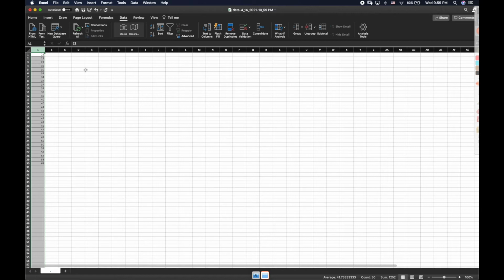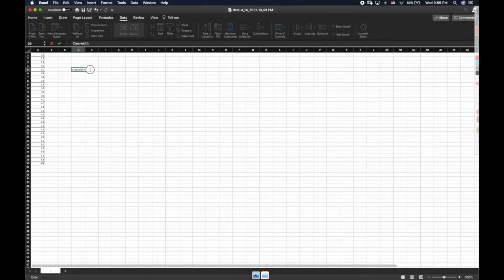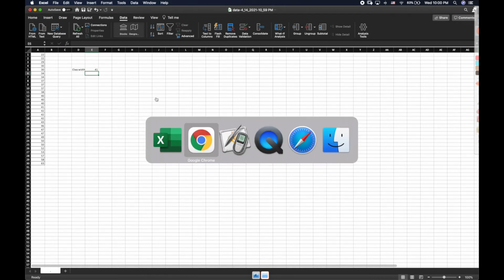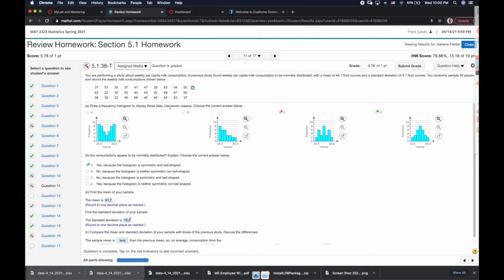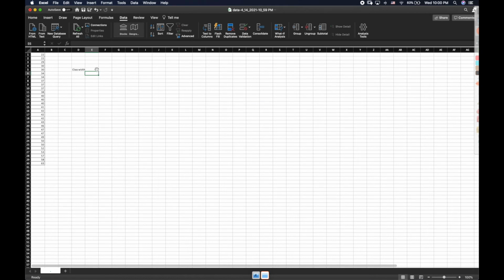And so my highest value is 63. So my class width is going to be 63 minus 22. All right, we get 41. Let's see how many classes I need. I need to use 7 classes. So I just take this and divide by 7. All right, so my class width is going to be 6. So 6 is my class width.